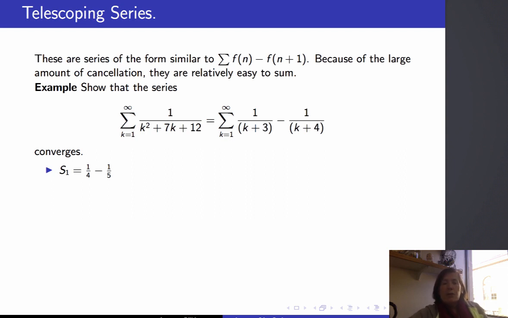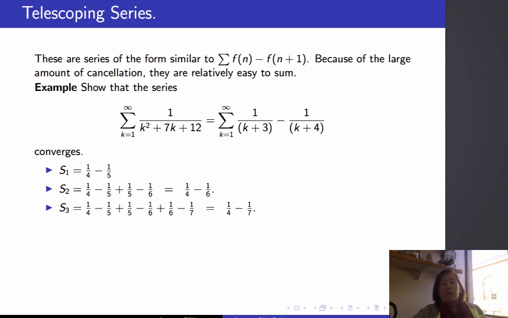Well, the first partial sum is what I get when I plug in k equals 1 here. It's just the first term, and it's 1 over 1 plus 3 minus 1 over 1 plus 4. So it's a quarter minus a fifth. And the second partial sum is the sum of the first two terms with k equals 1 and k equals 2. So it's 1 over 4 minus 1 over 5 plus 1 over 5 minus 1 over 6. So notice those two middle terms cancel, and I get 1 over 4 minus 1 over 6.